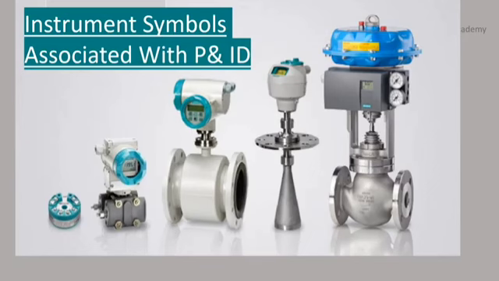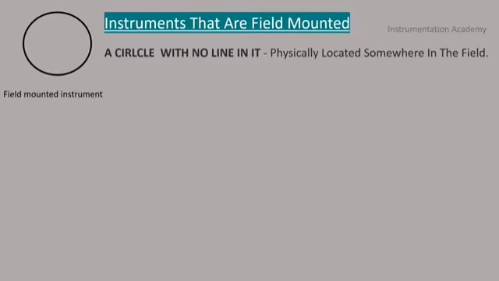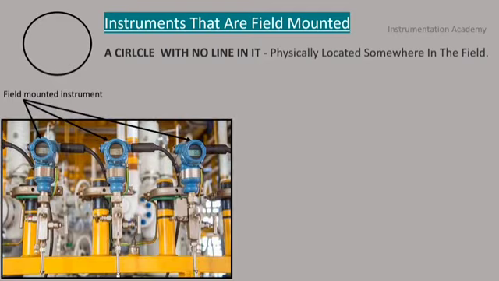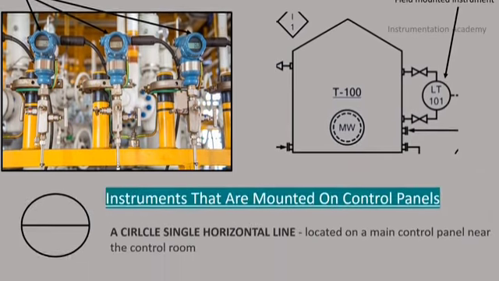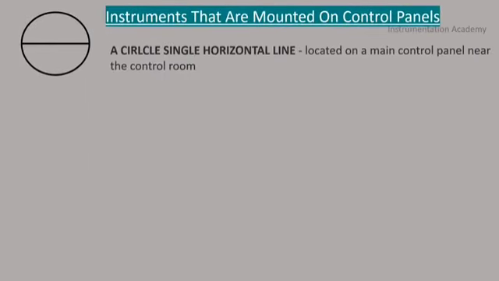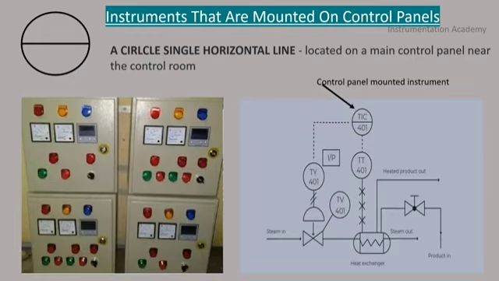Now let's move on to instrument symbols associated with P&ID. A circle with no line in it represents an instrument that is physically located somewhere in the field. This figure shows some field-mounted instruments. This is how a field-mounted instrument is represented in a P&ID. Circle with single horizontal line. This represents instruments that are mounted on the control panel. This is how the control panel mounted instruments are represented in a P&ID.